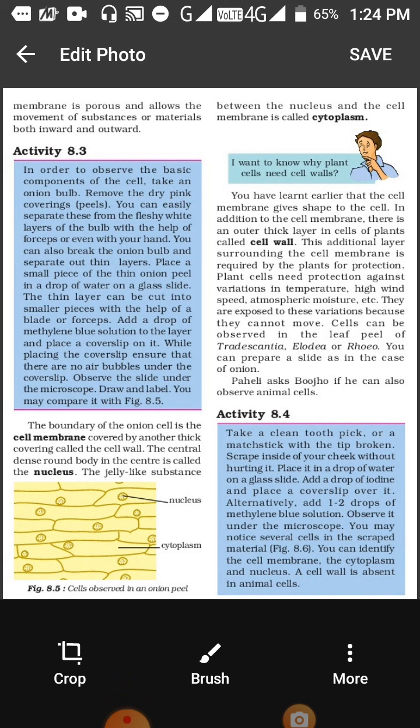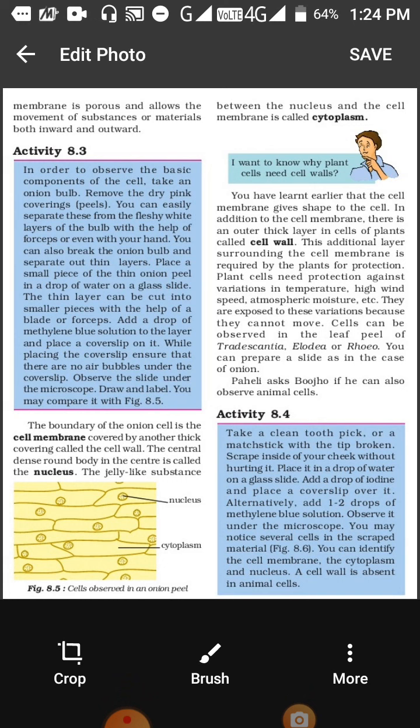You have learnt earlier that the cell membrane gives shape to the cell. In addition to the cell membrane, there is another outer thick layer which is present in the cell of plants, which is called the cell wall. This additional layer which surrounds the cell membrane is required by the plants for getting support. So only the plants have got an additional layer outside the cell membrane, which is called the cell wall. This cell wall gives support to the plant cell. It is there for protection also.